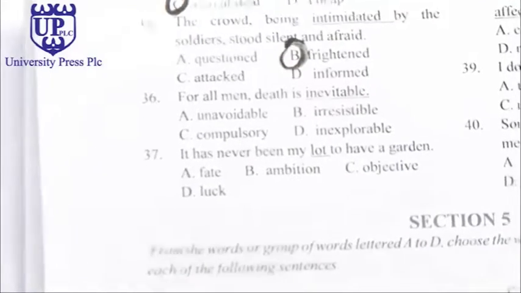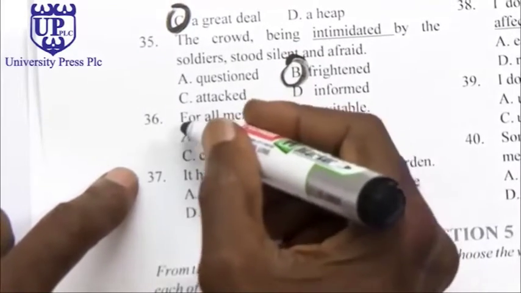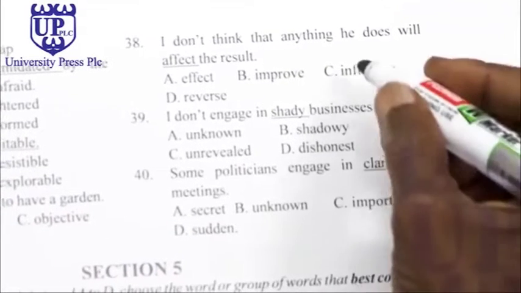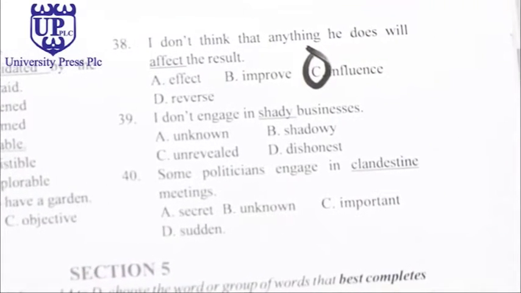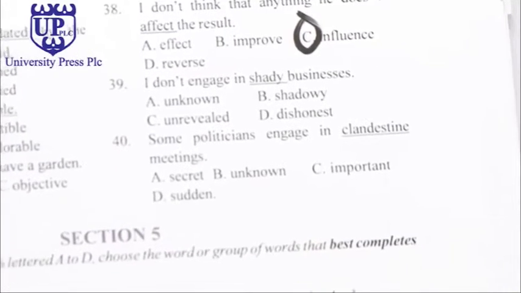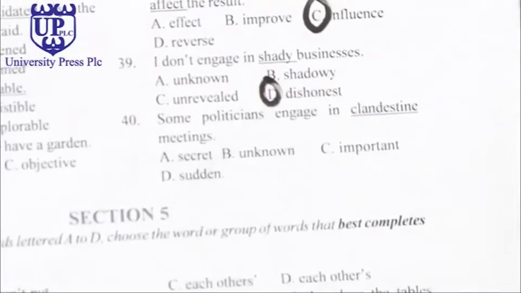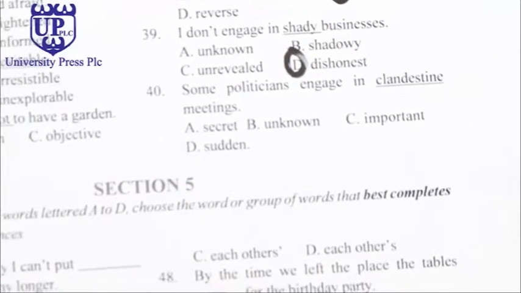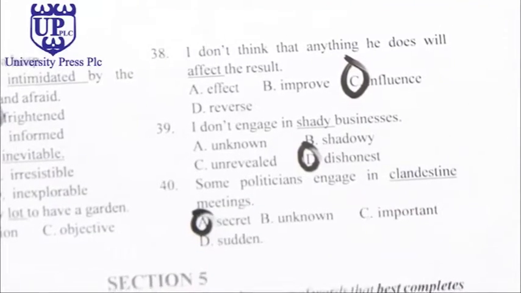For all men, death is inevitable. Inevitable. The answer will be A. Unavoidable. I don't think that anything he does will affect the result. Affect will influence the result. I don't engage in shady businesses. Shady means dishonest. In that form. Some politicians engage in clandestine meetings. Clandestine means what? Secret meeting.